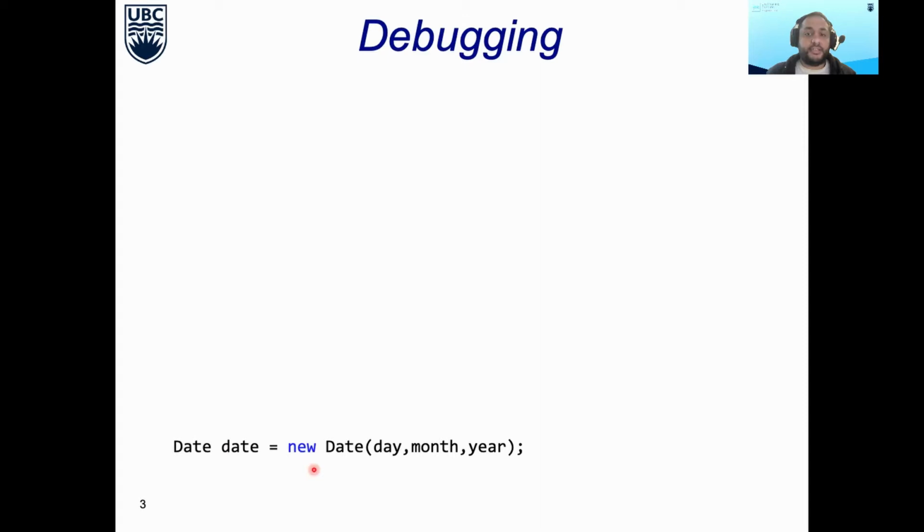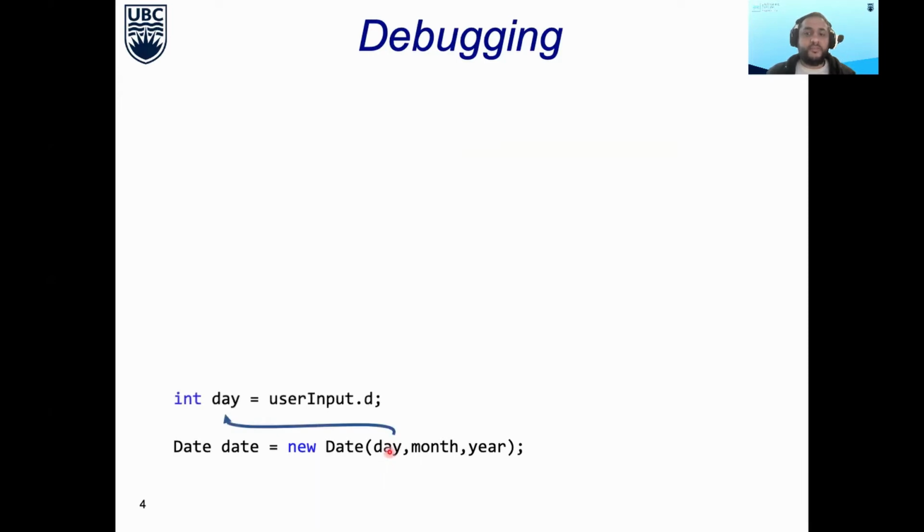In this case, it would be the statement that creates the date object, which is new date that we see on the slide. Then, they will attempt to find statements in the code that lead to the crash. These statements include the definition of the variables day, month, and year. But for now, let's say the developer focuses on the day variable.